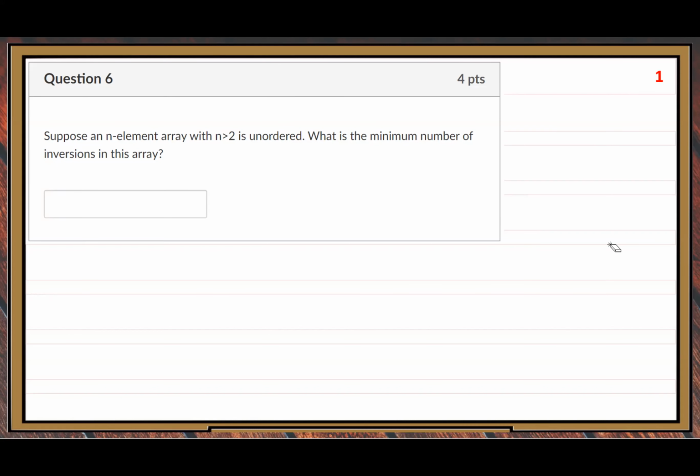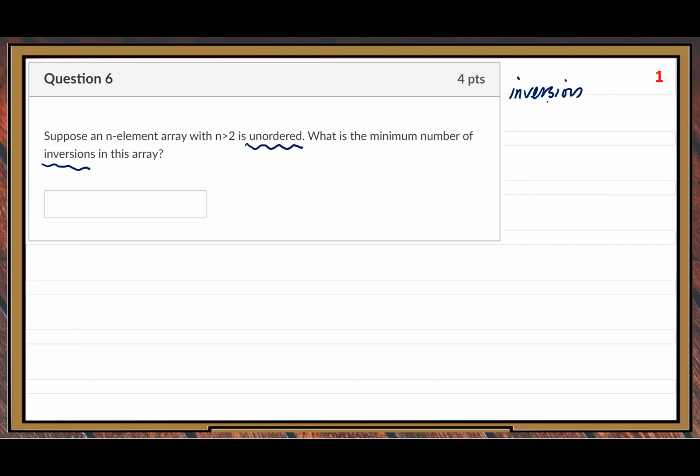Suppose an n-element array with n greater than 2 is unordered. What is the minimum number of inversions in this array? First, you need to know the inversion meaning. The definition is given in the notes.